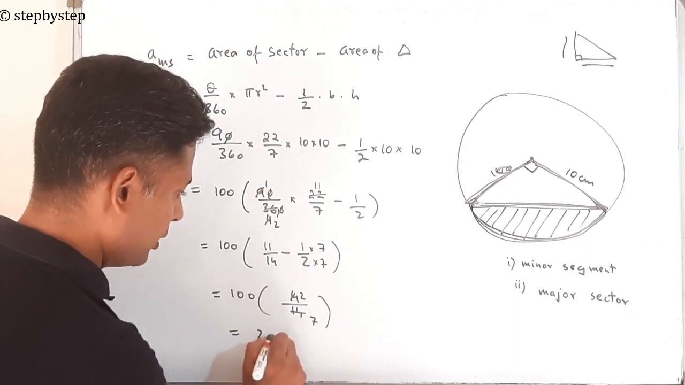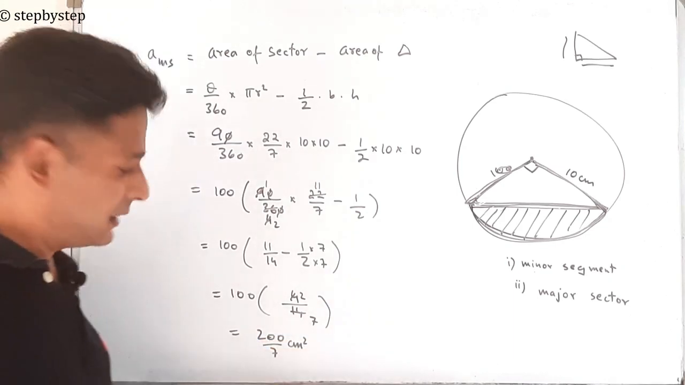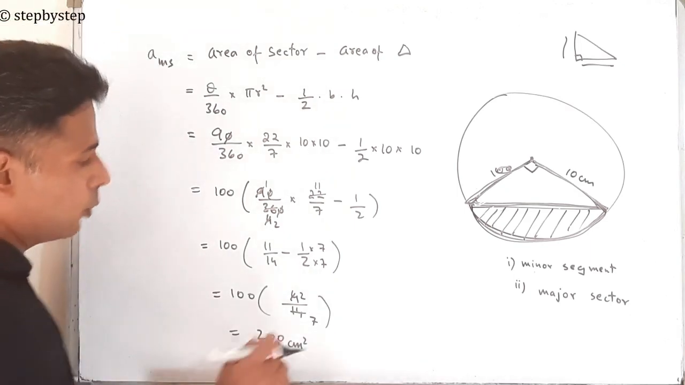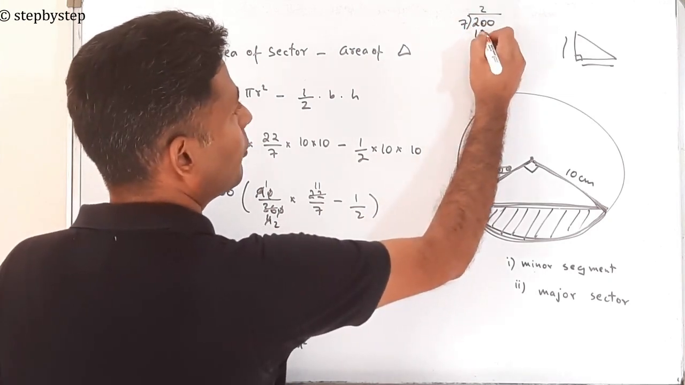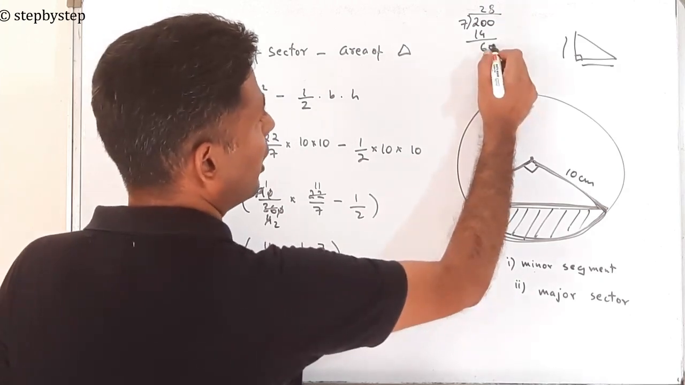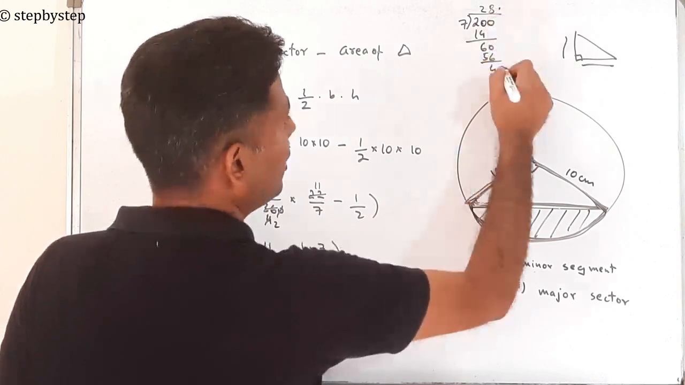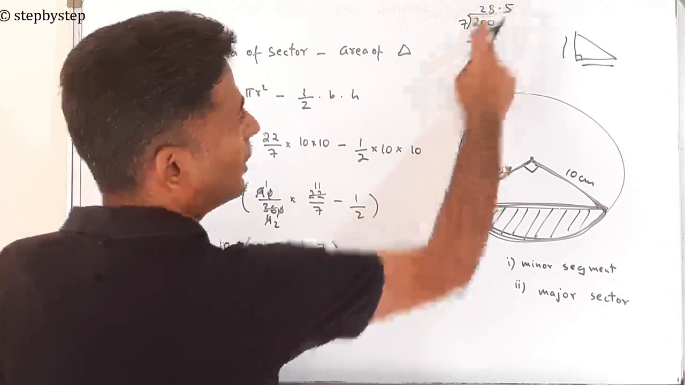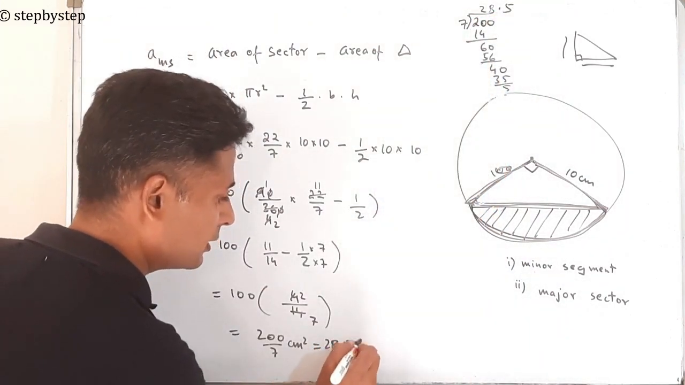So the answer is 200 by 7 centimeter square. Alright guys, this is the answer. But if you notice in your textbook, they have given it in decimals. So all you have to do is divide 200 by 7. 7 2s are 14, 6 0, 8s are 56, 4 remains. Now decimal, 40, 5s are 35, 5 will remain. The answer they have given in your textbook is 28.5 centimeter square.